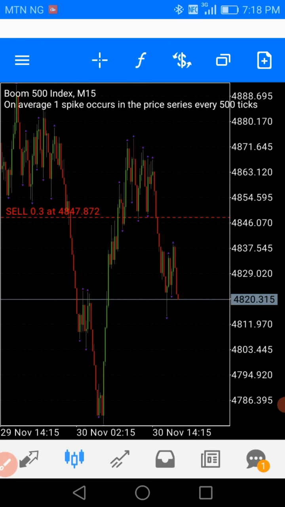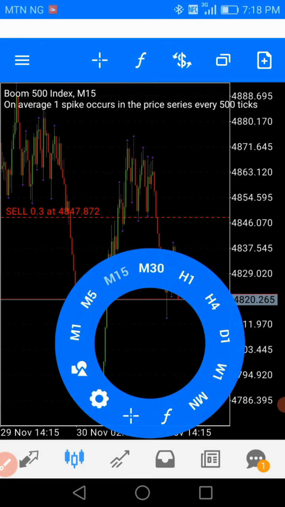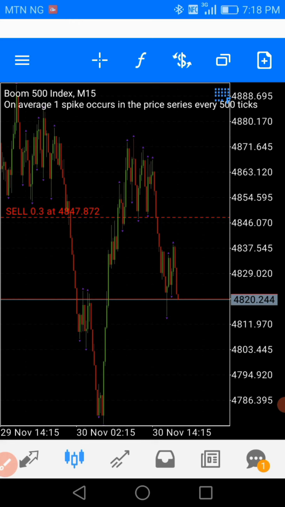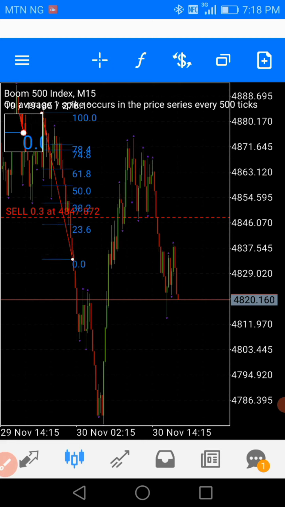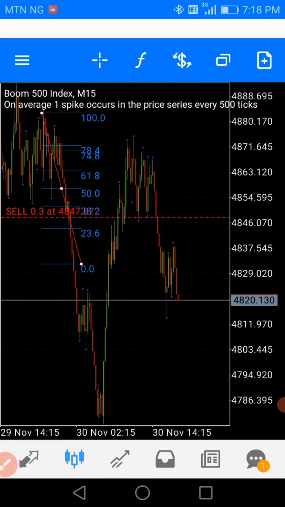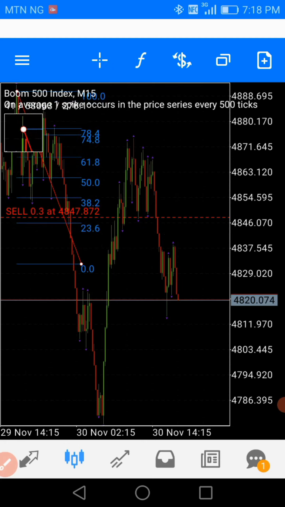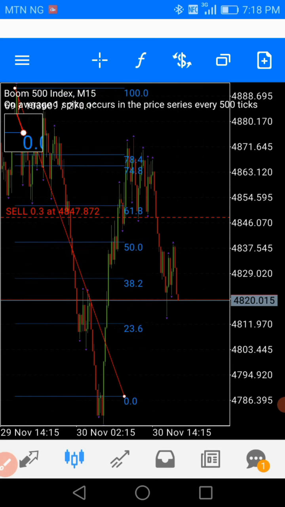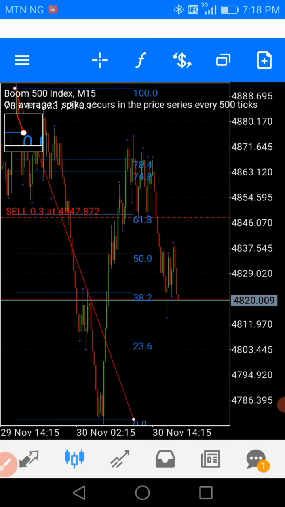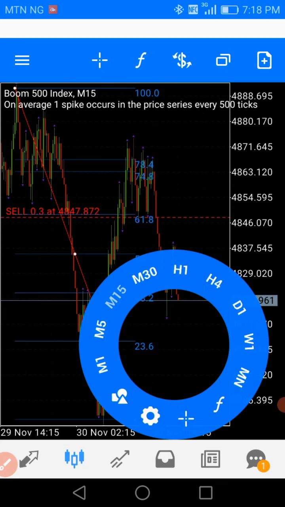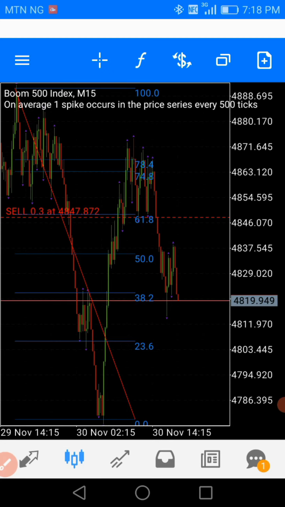Okay, so without further ado, let me quickly pick my Fibonacci tool. Remember the setting, right? And how we do it on Boom. On Boom you are placing your 100 level at the beginning of the move that is retracing. This is the beginning of the move, this is the move that actually retraced. If you are choosing wick, you do wick to wick, but if you are choosing body, you do body to body. Now this is what I want you to look at.